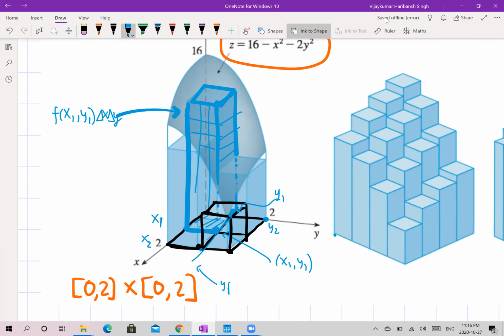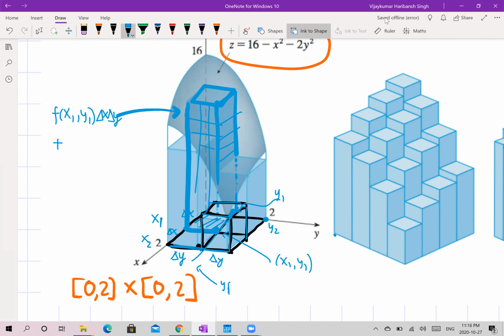So how will the area look? Each of these lengths, because we are dividing it equally, let's call delta y. This part is going to be delta x. Now what is the volume of the second one? So about this piece, what is the volume of this guy?